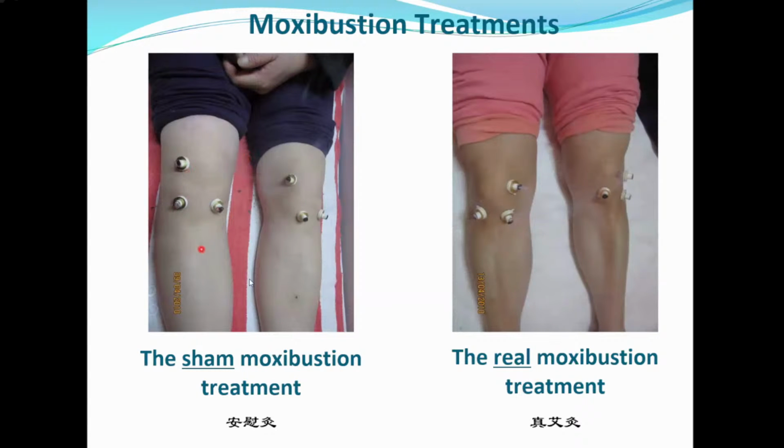So here is what it looks like, sham acupuncture, and from outside you cannot really tell any difference. But actually the degree of thermal stimulation to the points is very different. The sham is slightly warm, but not as warm.